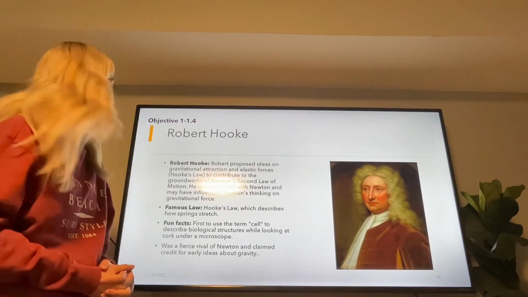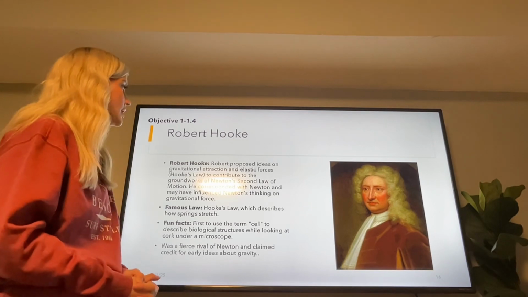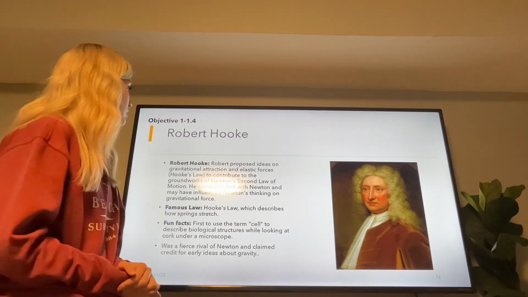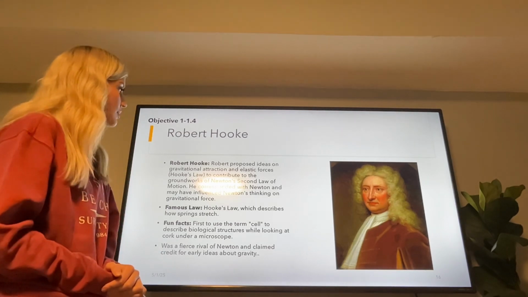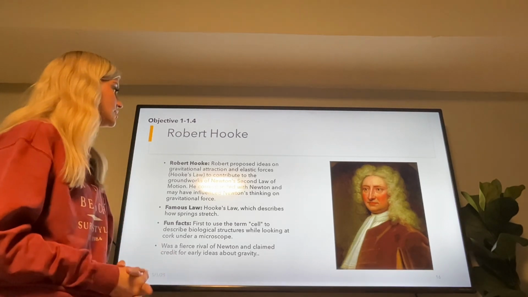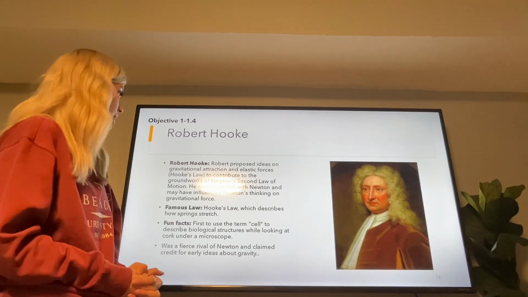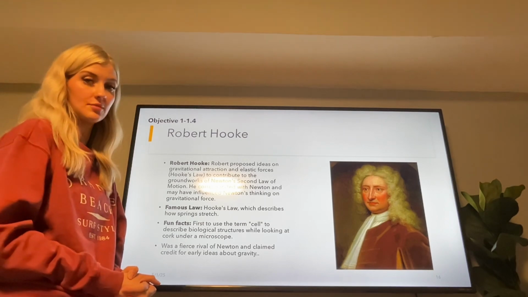Robert Hooke proposed ideas on gravitational attraction and elastic forces, Hooke's law, to contribute to the groundwork of Newton's second law of motion. He corresponded with Newton and may have influenced Newton's thinking on gravitational force. Famous law, Hooke's law, which describes how springs stretch.